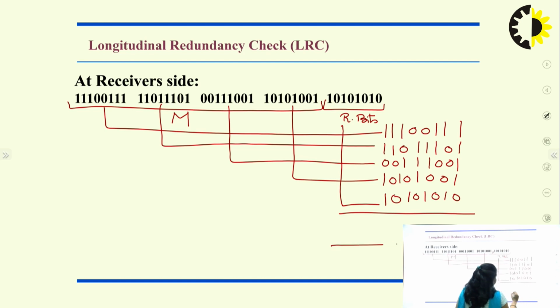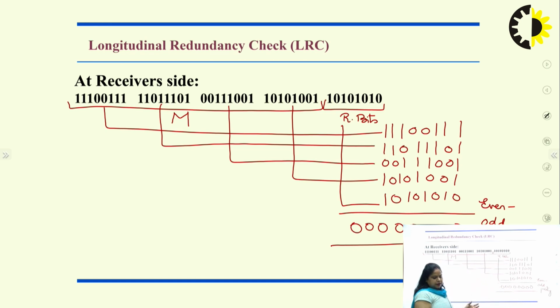Now you have to apply the checking function, which is also an even or odd parity, right? After that, if you calculate, these are the 4 ones, even ones, 0, even ones, 0. Finally we are getting 8 times 0, right? So it means if all the code words are 0, the data will be accepted, otherwise rejected. This is the way we talk about the longitudinal redundancy check. Is it fine? So these are the two methods.